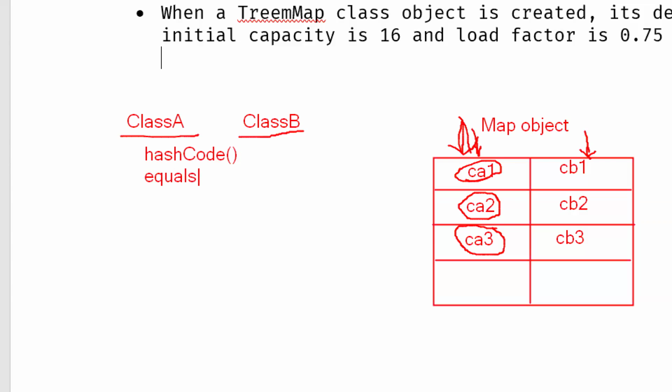I have to override these two methods in class A, but in class B it is not required. It is optional. But in class A, it is mandatory to override hashCode and equals, then only can we store, retrieve, and perform all operations, because we are storing class A objects as keys. If you want to store class B objects as keys and class A objects as values, then you have to override hashCode and equals in class B, but not in class A. That's what you have to do.